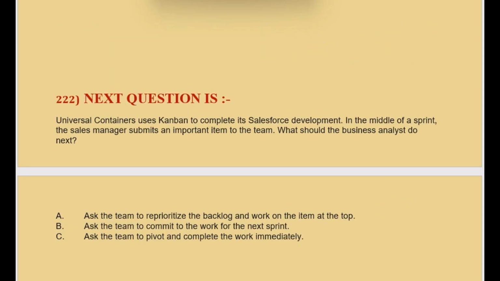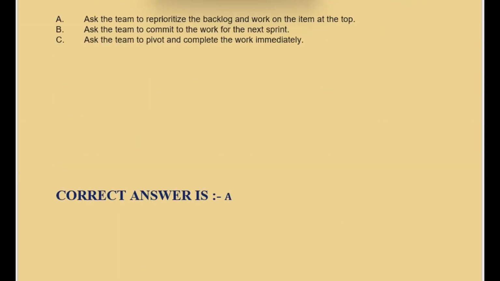Question is, Universal Containers uses Kanban to complete its Salesforce development. In the middle of a sprint, the sales manager submits an important item to the team. What should the business analyst do next? Option A, ask the team to reprioritize the backlog and work on the item at the top. Option B, ask the team to commit to the work for the next sprint. Option C, ask the team to pivot and complete the work immediately. Correct answer is option A.